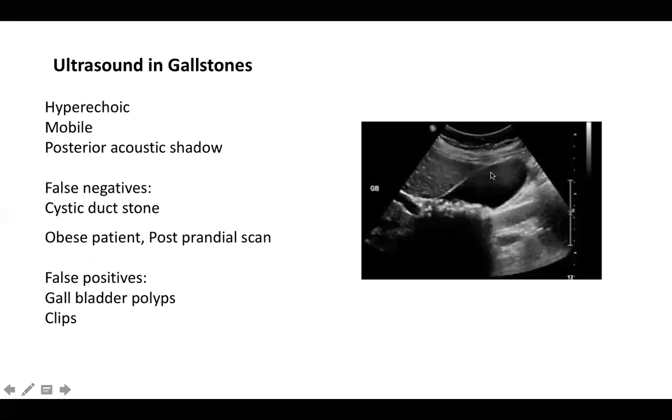So if you have something that is stuck here, then you ideally ask the patient to move to see whether that moves. And if it moves, then it is more likely to be a gallbladder stone. If it doesn't move, then it is more likely to be a gallbladder polyp, because differentiating a polyp from a gallstone will alter the management.